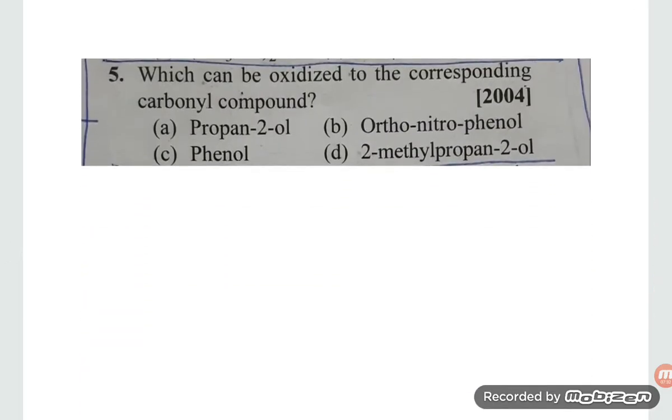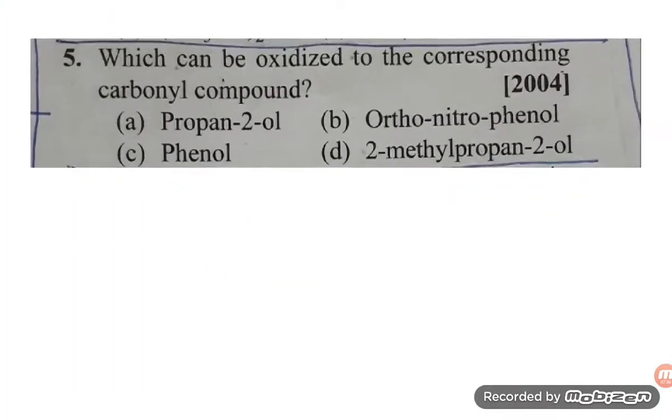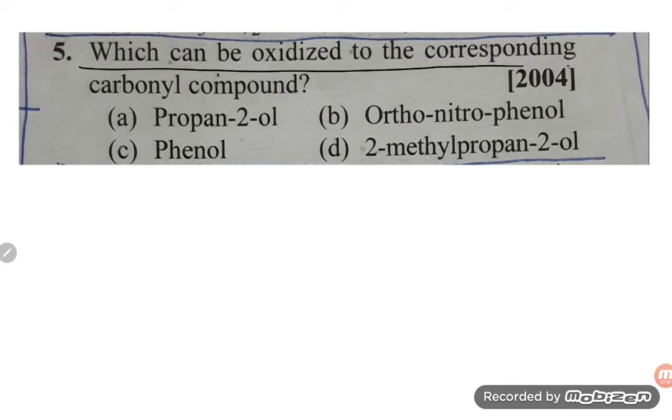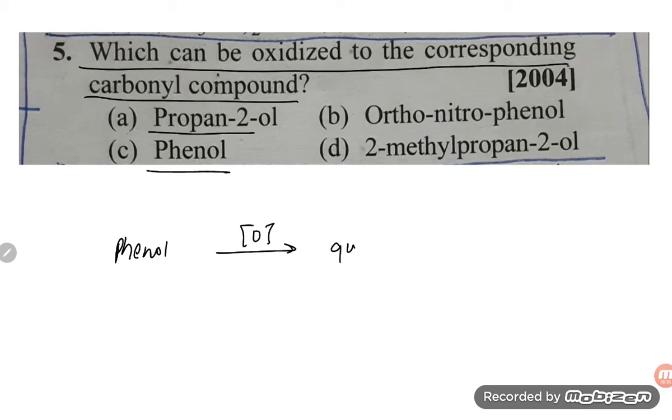Let us go to question number 5, student. What is question number 5? Which can be oxidized to the corresponding carbonyl compound? Propane 2-ol is there, student. Propane 2-ol, phenol. If you are talking about phenol, if it is oxidized, student, it will give quinone.